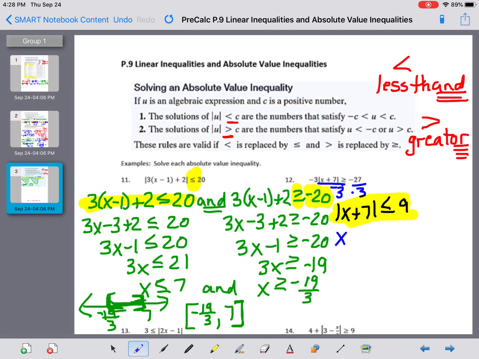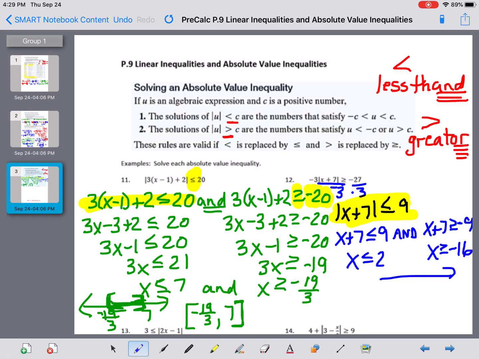So my first equation is x plus 7 is less than or equal to 9. Because this is a less than, I have an "and" in the middle. And I have x plus 7 is going to be greater than or equal to negative 9. X is less than or equal to 2. X is greater than or equal to negative 16.